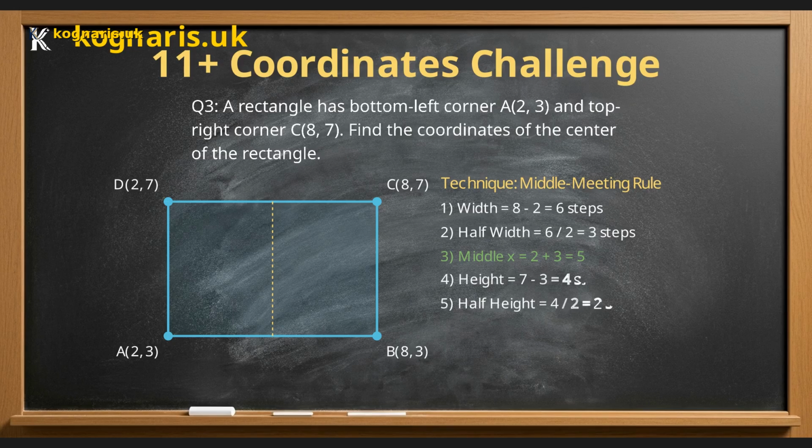Now let's do the same vertically. The height goes from y-coordinate 3 to 7. That is a total distance of 4 steps. Half of 4 is 2 steps. Starting from 3 and jumping 2 steps up, brings us to a middle y-coordinate of 5. Combining these together gives us the center coordinates, (5, 5).